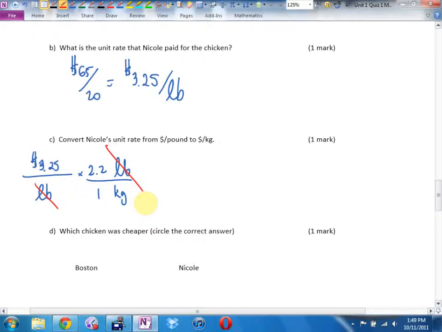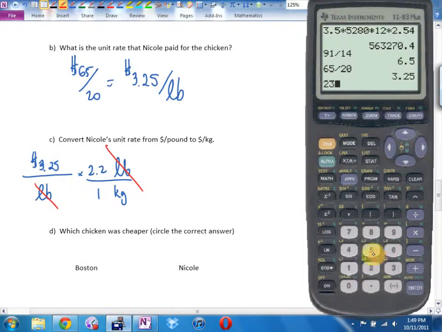Looks like it's going to be 3.25 times 2.2. Let's try that again if you look. 3.25 times 2.2. You get $7.15? Yes? No?